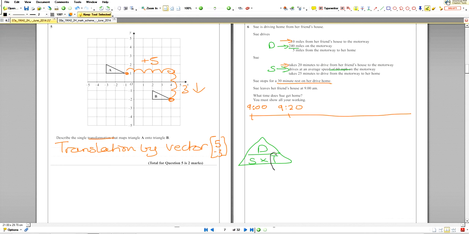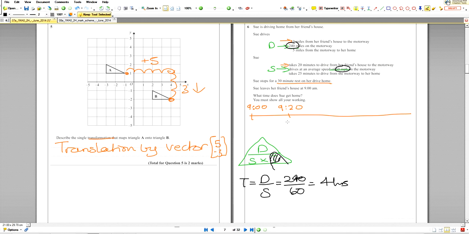So what do we say? We cover up the time with our finger. Here's our finger. So the time is equal to the distance divided by the speed. So what was the distance? 240. And what was the speed? 60 miles per hour. So 240 divided by 60 will give us 4 hours.